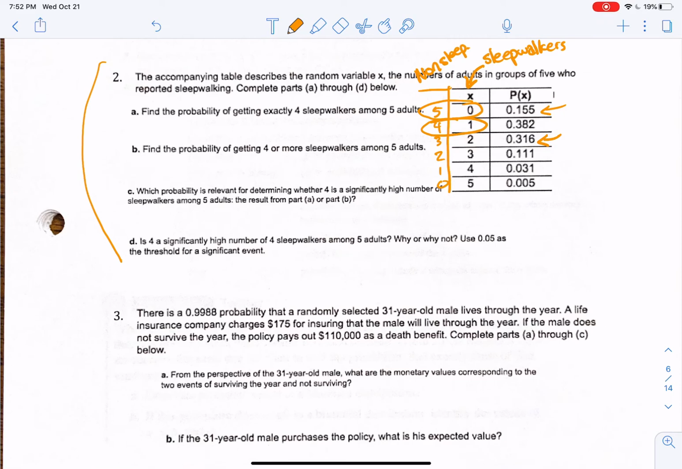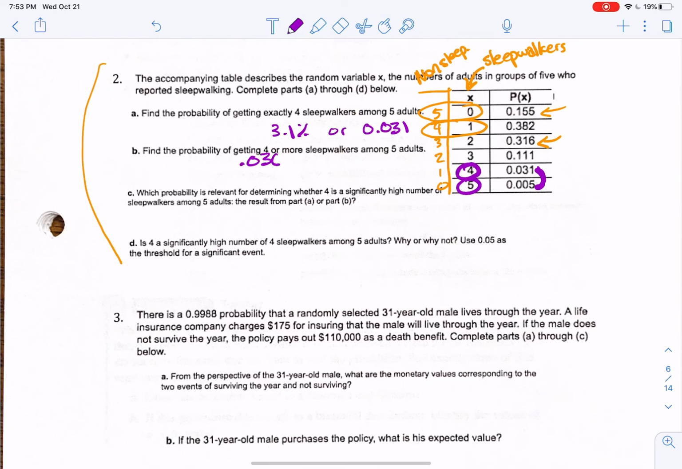So find the probability of getting exactly 4 sleepwalkers among 5 adults. That's just read the table. Like, read the table and see what's happening. So exactly 4 sleepwalkers, there is a 3.1%. Or as a decimal, you can just leave it as 0.031, okay? Find the probability of getting 4 or more sleepwalkers, okay? 4 or more would be 4 or 5, so you would add those two together. So that would be 0.036 or 3.6%.